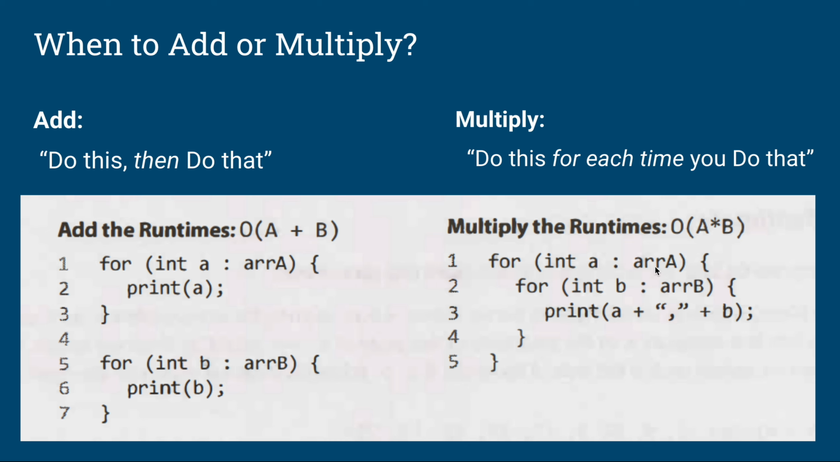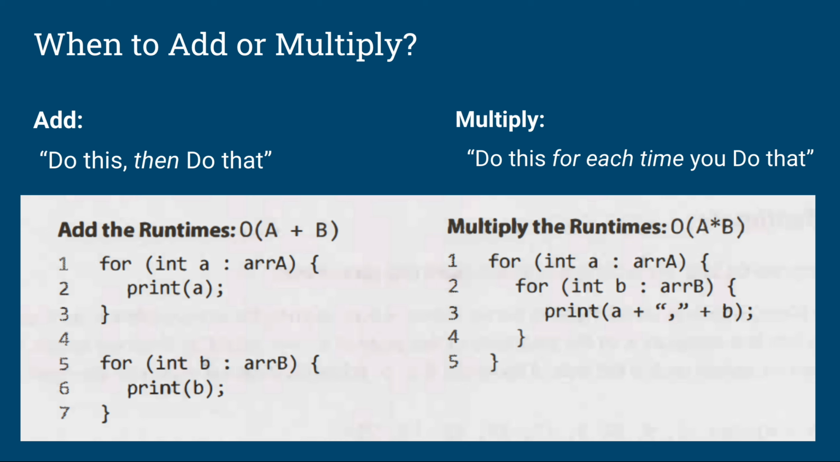But here, for array A, for array B, print A, B. So this is saying for every element in array A, go through every element in array B. For element 0 of array A, go through element 0 through the length of array B. For element 1 of array A, go through element 0 through length of array B, right? Whereas on the left side, we're saying go through every element in array A once, go through every element in array B once. So that's why it's A plus B.